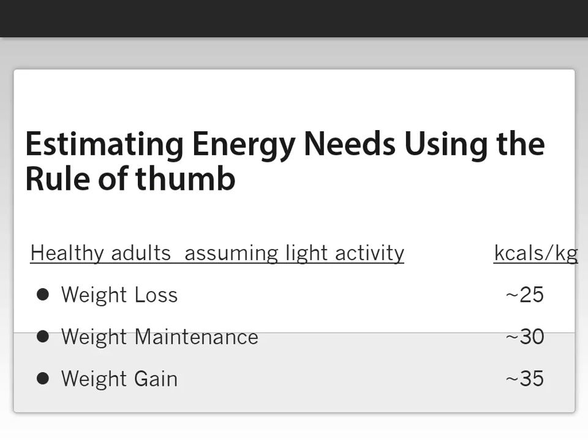Now, estimating energy needs using the rule of thumb is a quick and dirty way to get your energy estimation. For healthy adults, assuming a light activity, you basically take the number of kilograms a person weighs and multiply it by a set amount of calories. For instance, for weight loss, you would take 25 calories per kilogram. For weight maintenance, it would be 30, and for weight gain, you would use 35.